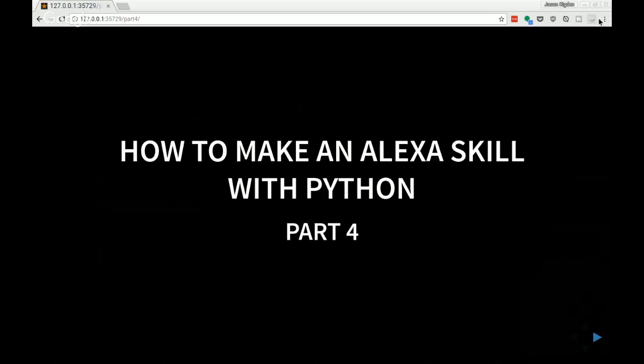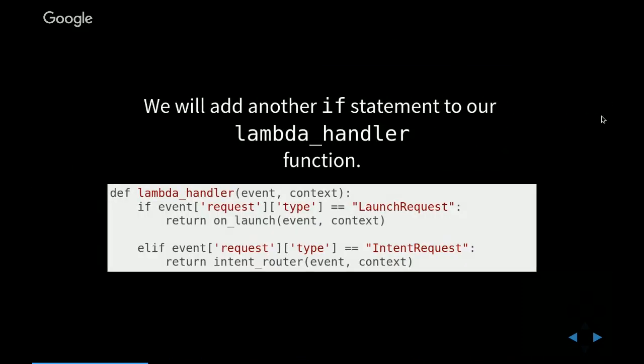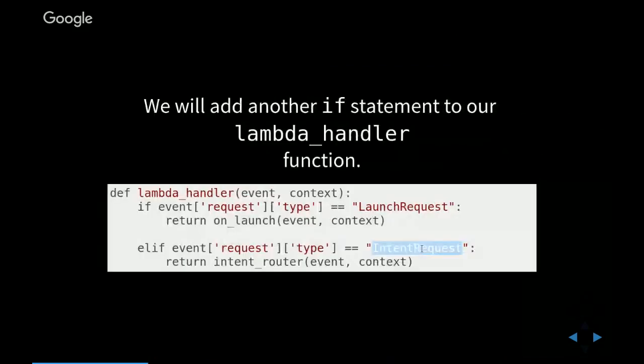Okay, so we are now in part 4. I think we're halfway done. Handling intents. Okay, so we're going to add another if statement to our Lambda handler function. Remember we said there are 3 or 4 different types of requests. So this time we are interested in intent requests because that's what we're doing right now. We are handling intents, so basically the same exact thing, but we are going to be doing something a little bit different. We are actually going to be creating another function called intent router.